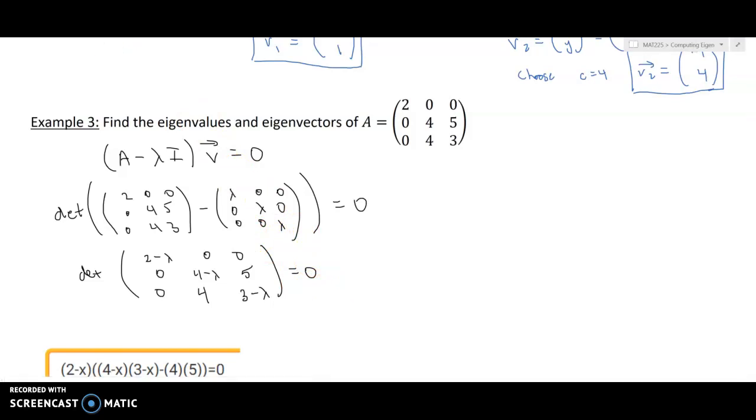Now to find the determinant of a 3 by 3, we first of all alternate signs between terms, and the first component that we grab, recall, is we take the 2 minus lambda and we multiply it by the determinant of what's left after you cross out that row and that column. So this will end up being 2 minus lambda times the determinant of what's in the rectangle here, which is 4 minus lambda times 3 minus lambda minus 4 times 5. And that is the first step.